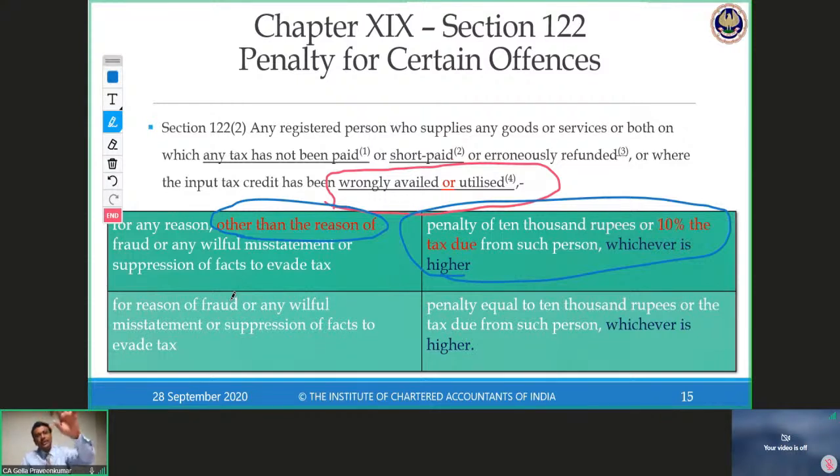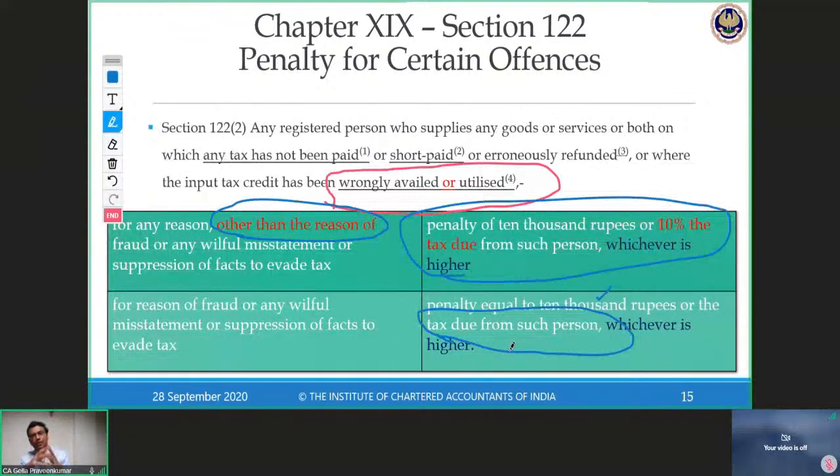For reasons of fraud or willful misstatement, now this is bucket number 2. You have an intention to evade payment of tax because of fraud, willful misstatement, suppression of facts, etc. My penalty shall be equivalent to 10,000 or the tax due from such person. Now here what is happening? My penalty is equivalent to the tax due. Example: 3,20,000 and 32,000. The mistake of 32,000 punched as 3,20,000, the gap is 2,80,000.